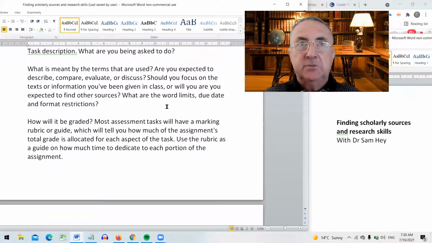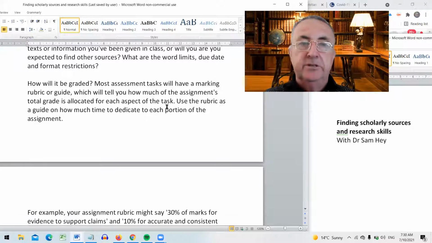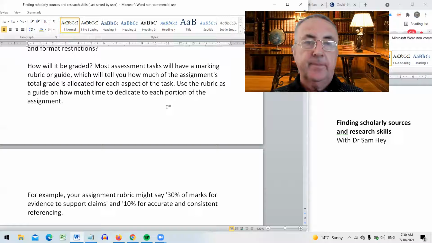Some students spend too long on some tasks that have less marks and less words and don't spend enough time on the tasks that are going to have the most words needed and the higher grade given to them. How will it be graded? What assessment task will have a marking rubric or guide, and you can look up this marking rubric and guide and look at how you're going to be assessed.